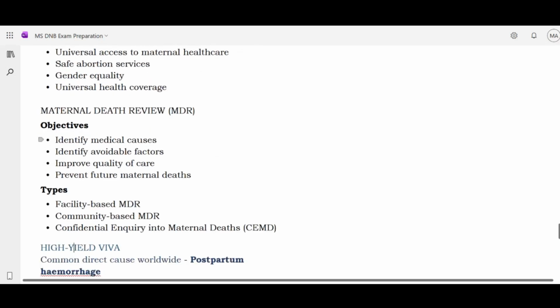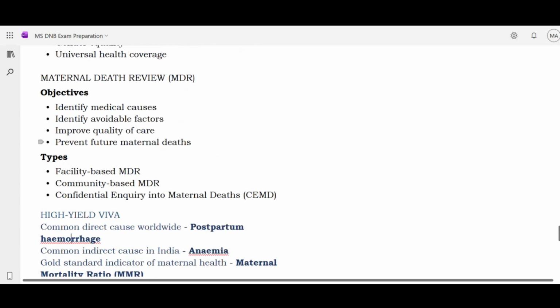So, what is the role of maternal death review? Every death needs review, because from every death we come to know where things have gone wrong. It may be at medical facility level, it may be other factors, because social factors are also contributing. So every maternal death needs review. What are the objectives of maternal death review? One, identification of the medical cause. Second, identify avoidable factors. Again, I am telling you, every maternal death may not have a medical cause. It may have some social cause also. So we need to identify the avoidable factors, improve the quality of care, and prevent future maternal deaths.